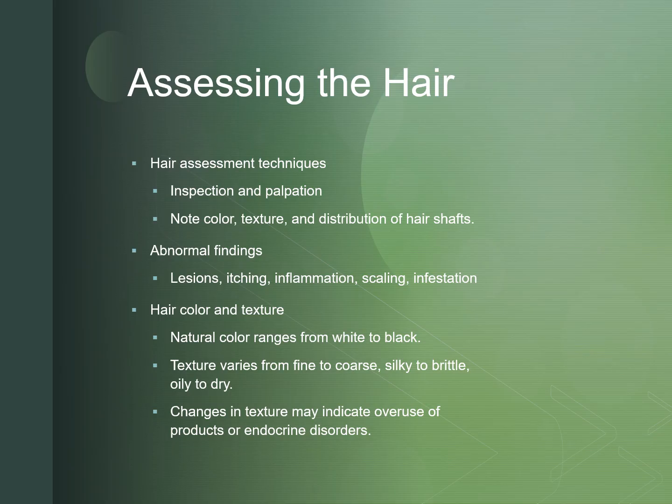And then we're looking at the hair color and texture, and this will naturally vary from white to black, so focus more on changes rather than baseline color. Texture can range from fine to coarse, silky to brittle, oily to dry. And changes in hair texture are where clinical judgment comes in because it can indicate overuse of products or heat damage, nutritional deficiencies, or endocrine disorders like thyroid issues. So like dry, brittle hair might make you think about hypothyroidism.